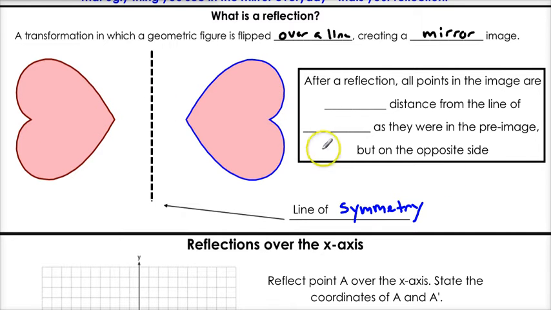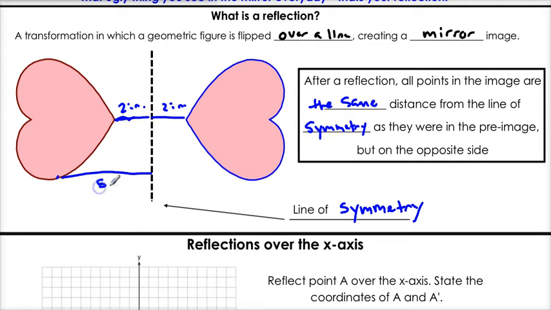Now here's the most important thing to know about this lesson. After a reflection, all points in the image are the same distance from the line of symmetry as they were in the pre-image, but just on the opposite side. What do I mean by that? So let's say in the pre-image, this point is 2 inches away from the line of symmetry. On the opposite side, it will also be 2 inches. If this point over here to the line of symmetry is 5 inches, on the opposite side, it will also be the same distance. It will also be 5 inches.